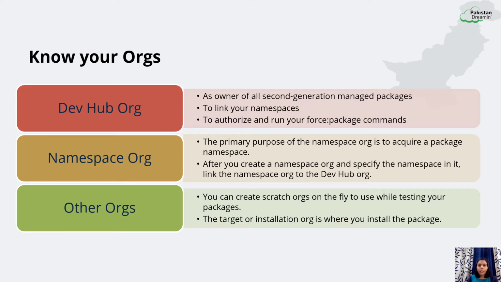The next one is the namespace org. The primary purpose of the namespace org is to create the namespace. After we create the namespace, we will need to link the namespace org to the DevHub org. Other orgs are scratch orgs and the target orgs. You can create scratch orgs on the fly to use while testing your packages, and target or installation orgs is where you install the package after creation.